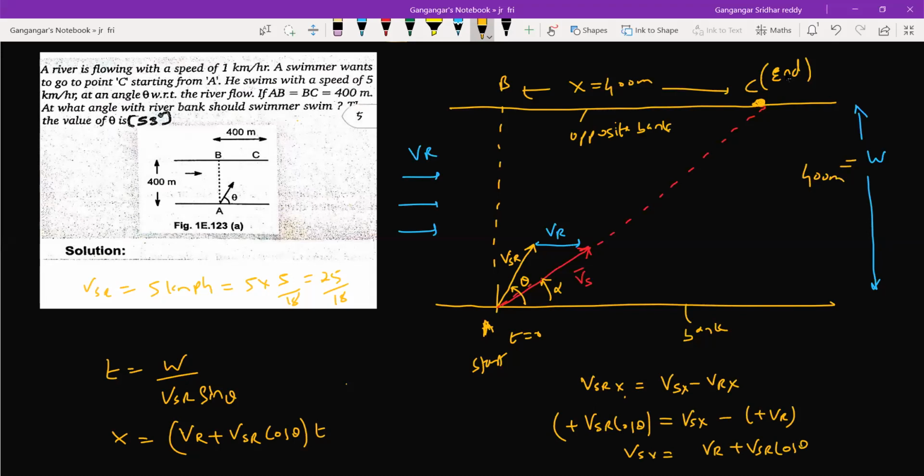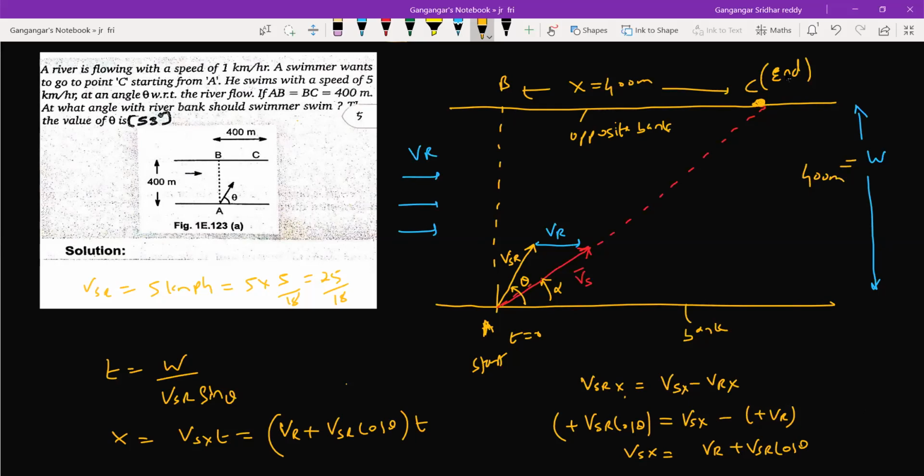I'll write it here so that you will not be confused. So this is (VR plus VSR cos theta) into T. This is the background. Similarly, the same thing. Sir, how did you write W by VSR sin theta? The same thing. Time taken to cross the river depends upon VSY. We have already discussed that concept and you were able to recollect it, so I wrote it. Since for the drift it is also the same method, you see.